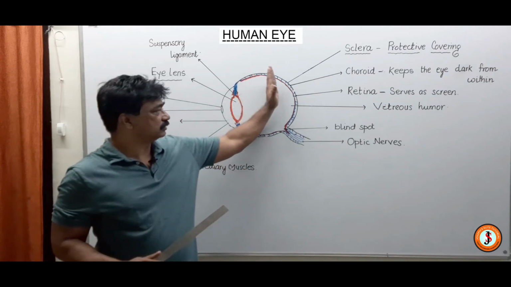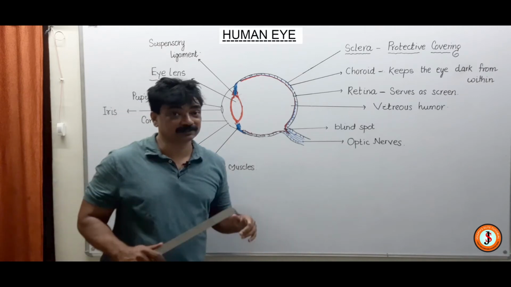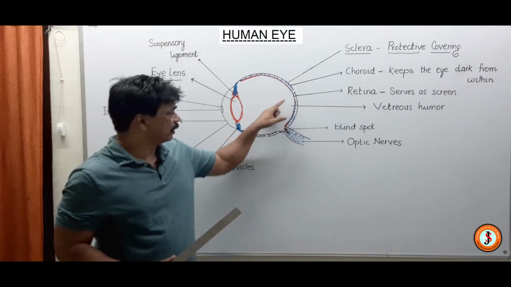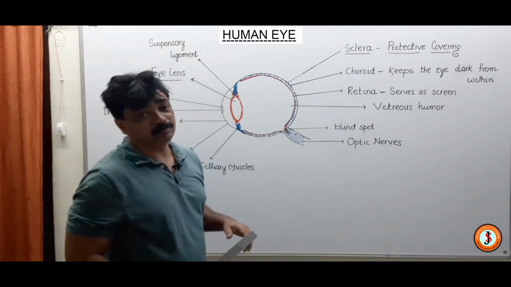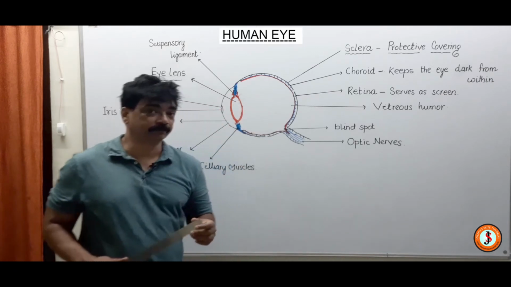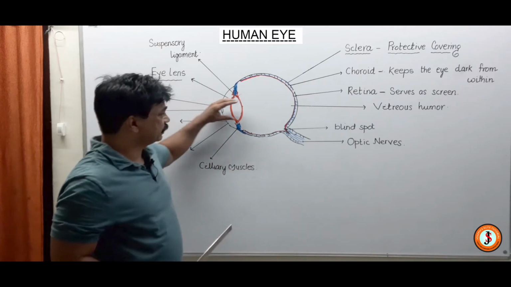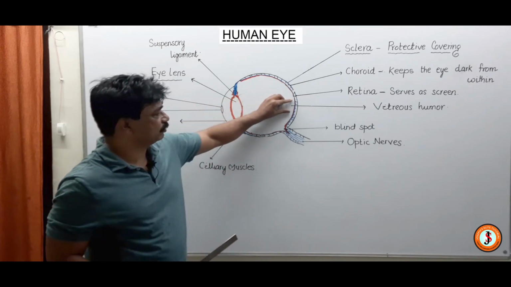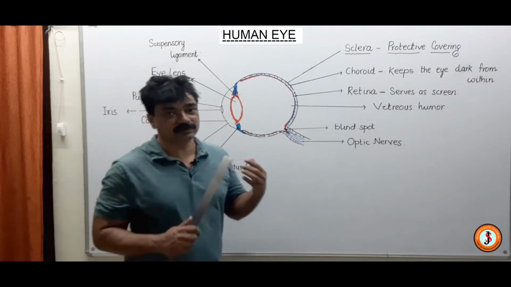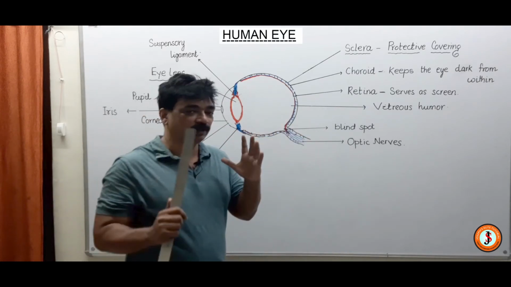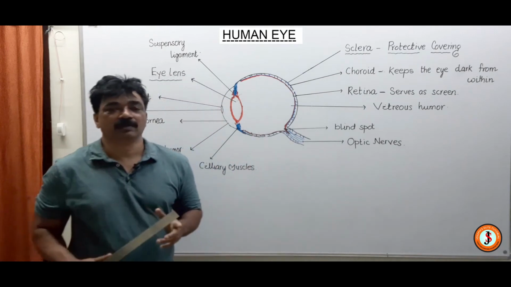And above that is the retina. The retina serves as the screen. On the retina, the red part, if an image is formed, that is picked up and perceived by the brain. When a light ray travels, the image will be formed here. The optic nerves will take up the visual signals to our brain, and the brain will interpret the image.